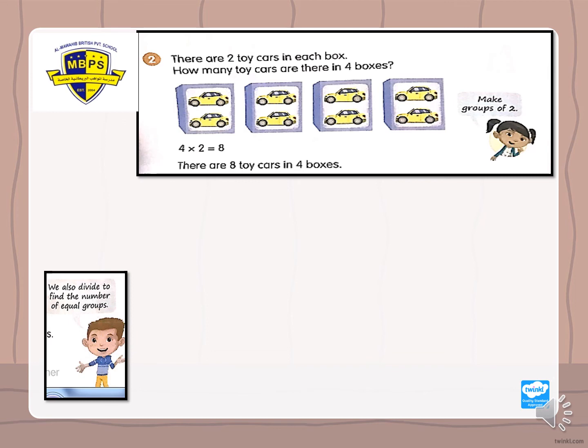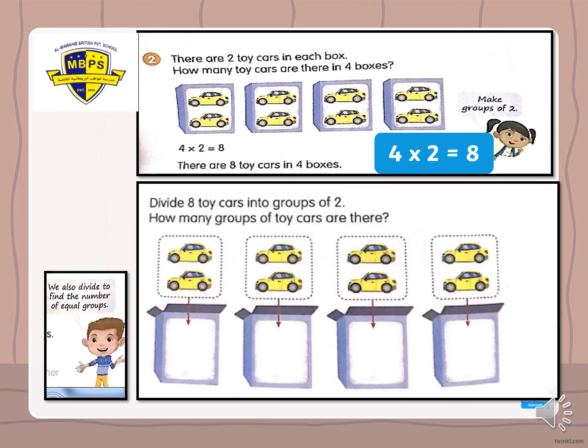How can I write this? I will use division or multiplication. I will use multiplication because I say I have 2 times 4 or 4 times 2. 4 groups of 2. So now I will write it using multiplication. 4 by 2 equal 8, or 4 groups of 2 equal 8. What if I say divide 8 toy cars into groups of 2? How many groups of toy cars are there?